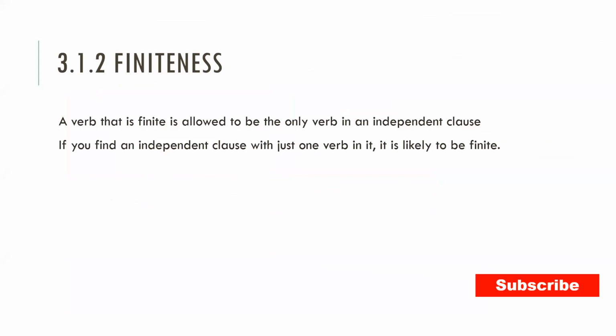So here is a basic definition. A verb that is finite is allowed to be the only verb in an independent clause. All right. So if we have only one verb in a sentence, like I see a brown bear, उस example में अगर हम देखें, so there we can say that the only verb see that is present over there is the finite verb. If you find an independent clause with just one verb in it, it is likely to be finite.